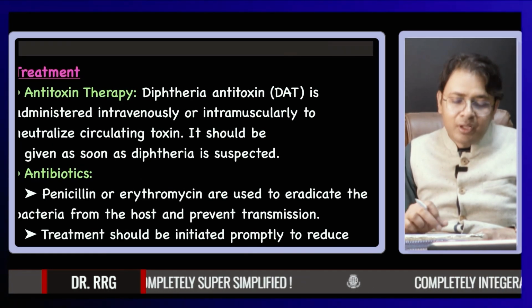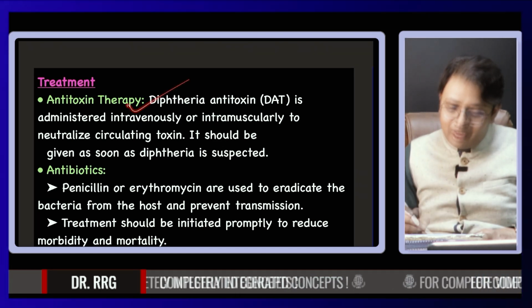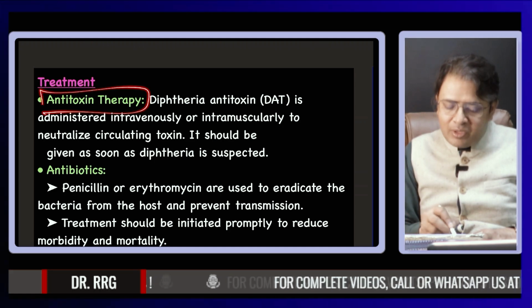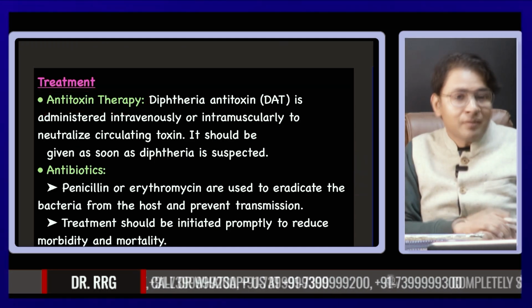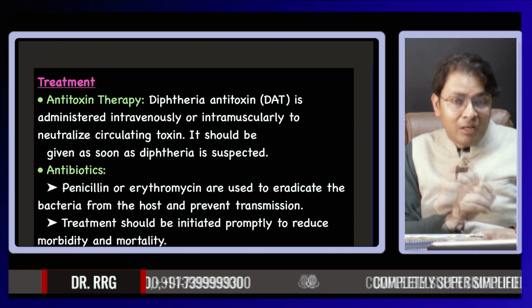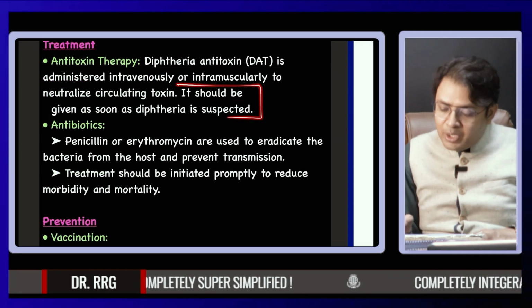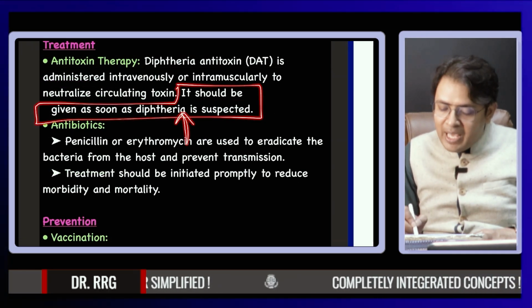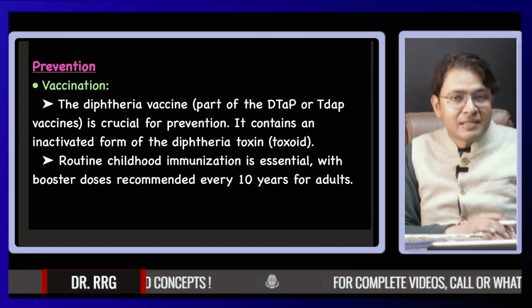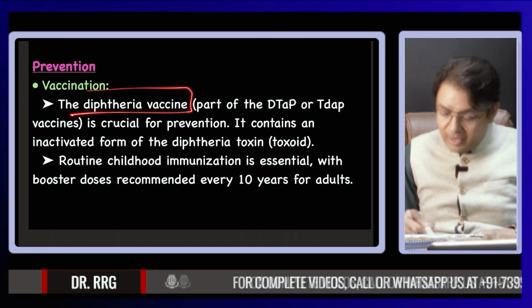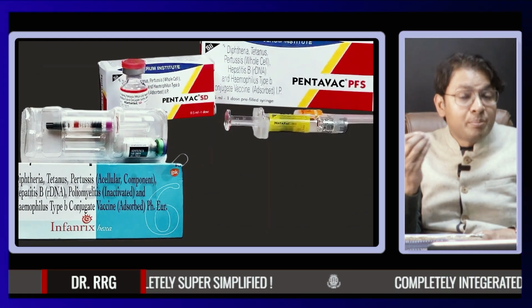To kill the bacterial colony over the skin or over the tonsillar region, we can use antibiotics. Once bacteria develop their colony, they release their toxins, and the toxin is the main reason for infection or clinical presentation. Therefore, we have to give antitoxin therapy. The antitoxin therapy should be given as soon as diphtheria is suspected. In fact, currently the incidence of diphtheria is very rare because of the diphtheria vaccine. The diphtheria vaccine is generally provided through the DPT vaccine.